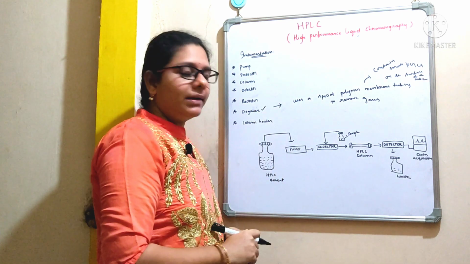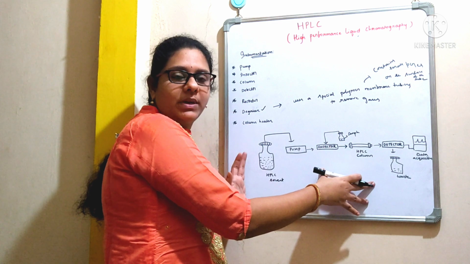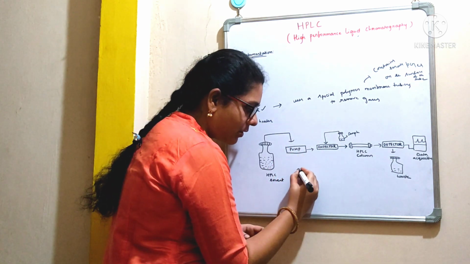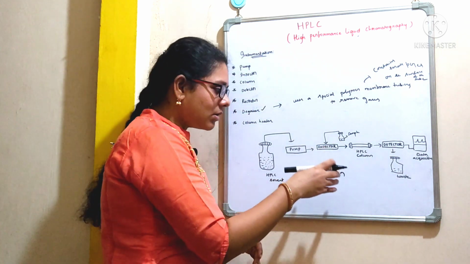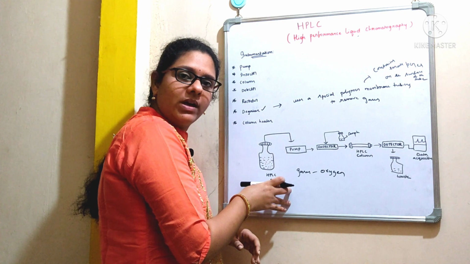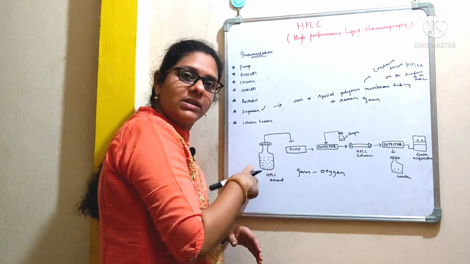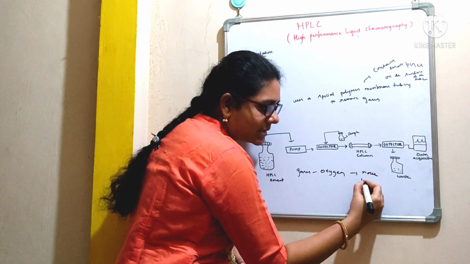Coming to the degasser, here we are going to use a mobile phase to perform HPLC, right? And in this mobile phase, there may be a presence of gases, for example, oxygen. When this oxygen is present in the mobile phase, we can't see the presence of gases, right? But if these gases are present in the mobile phase, that may lead to noise and unstable baseline.